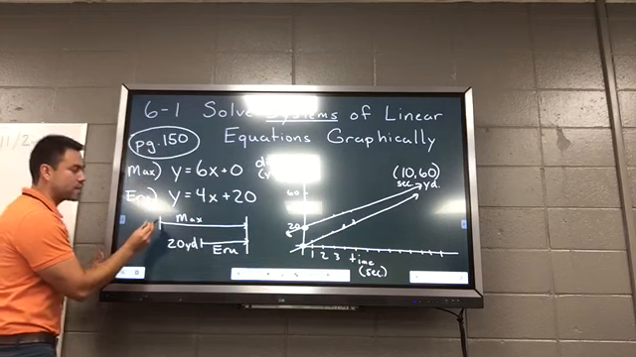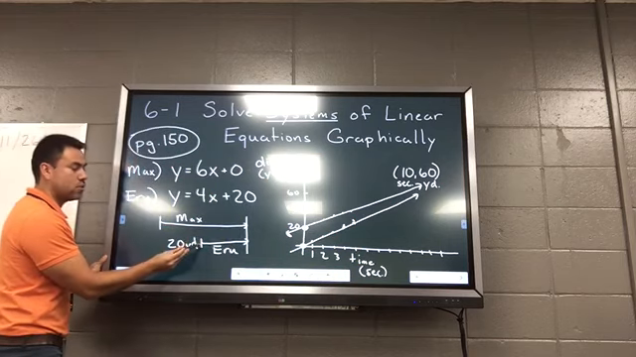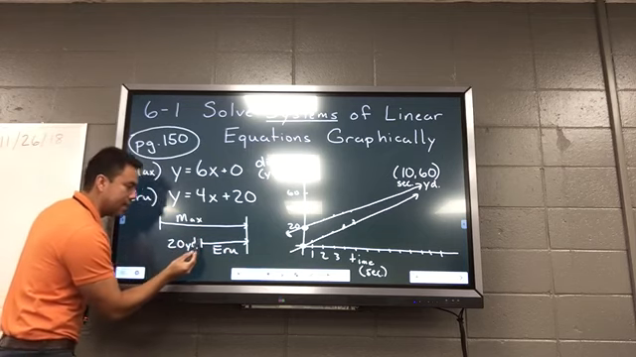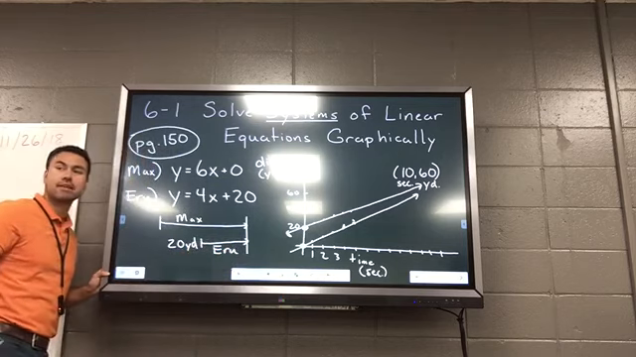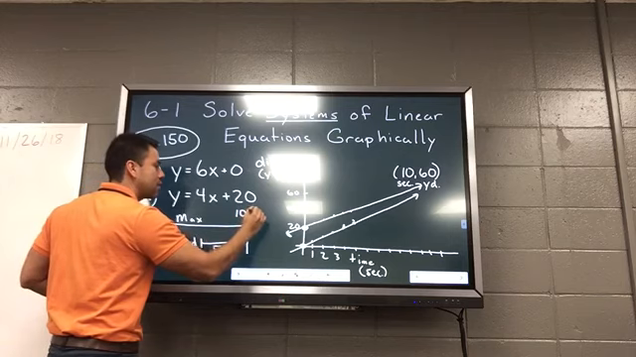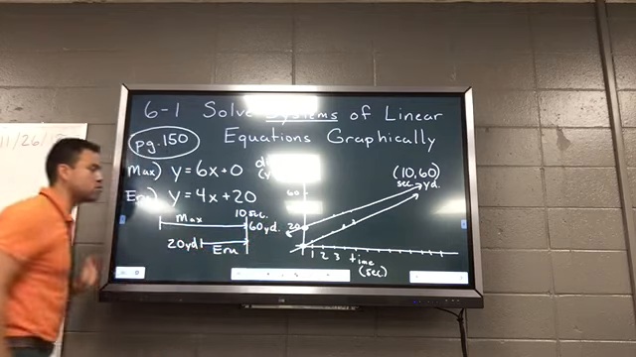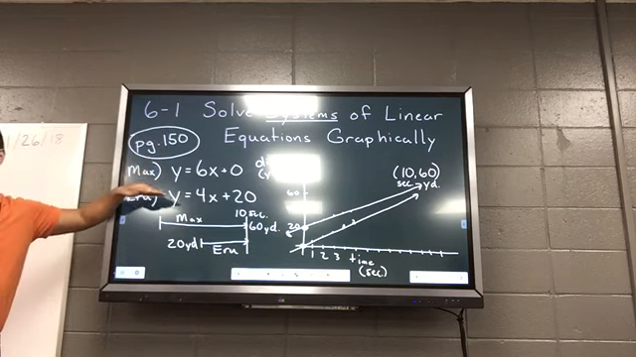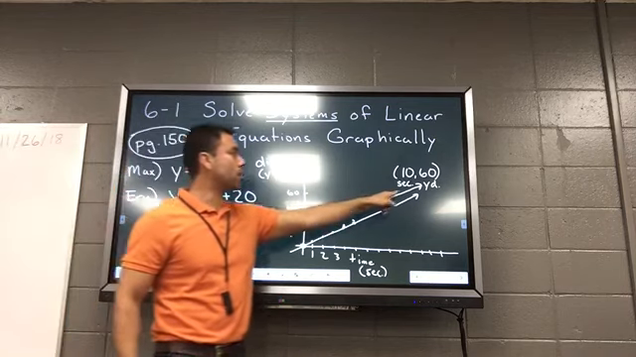So right here, Max started, he was going 6 yards per second. Eru started with a 20-yard head start. He's going at 4 yards per second. And how long does it take Max to catch up to Eru? 10 seconds. And how far was that? 60 yards. What I'm trying to point out here, guys, is that these two separate graphs can be put on the same coordinate plane, and you can tell me when they intersect.